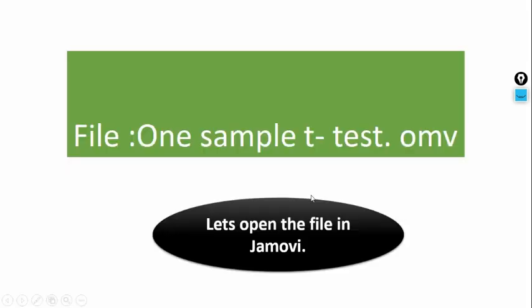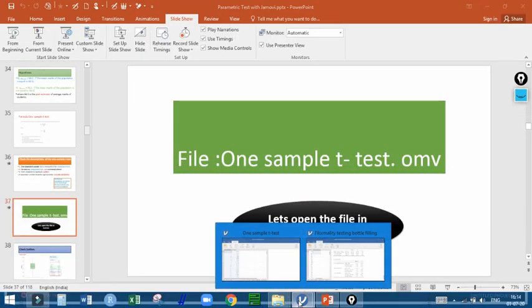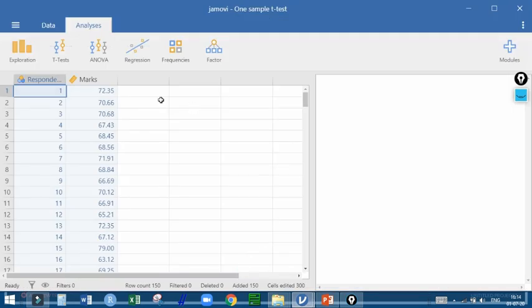File, one sample t-test. Let's open the file. I have a dataset in my Jamovi in my system. In column 1 is respondent and this is marks. Marks is on a continuous scale. Here, first of all, we will check outliers.